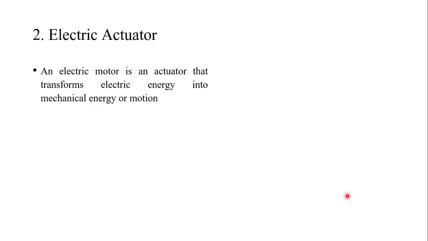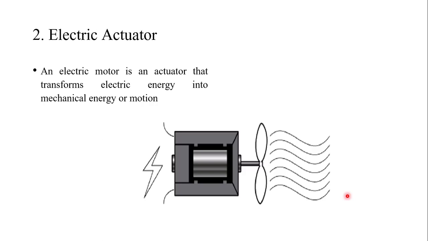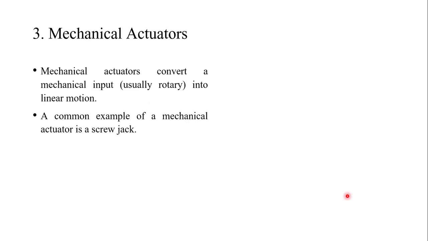Then we have the electric actuator. It's very simple, as I will show you in the image. This is the electrical actuator. When you provide the energy, it is converted into some mechanical form. Here, the air is blowing onto you. So an electric motor is an actuator that transforms electric energy into mechanical energy or motion. This is a very simple example of the electrical actuator.